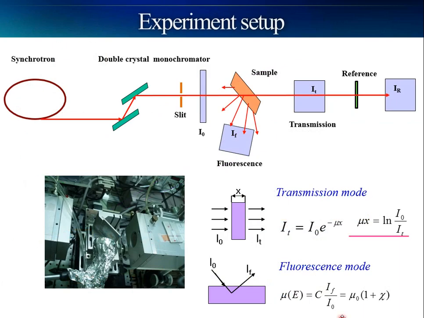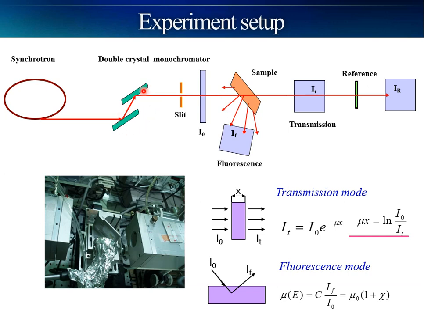Now let me explain the experimental setup. This schematic demonstrates the XAFS experiment. When the X-ray is generated from the synchrotron, it goes to the double crystal monochromator, which is made from a single crystal such as silicon or germanium. The first crystal selects the X-ray we want, and the second crystal adjusts the beam line.